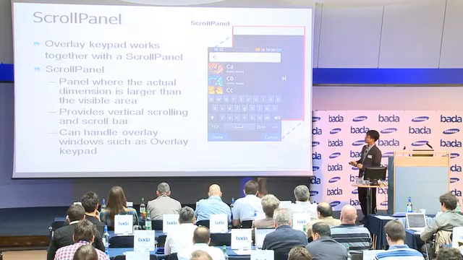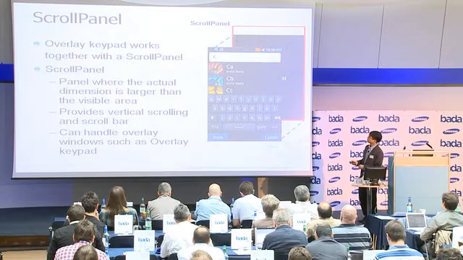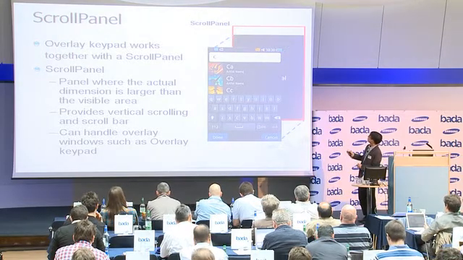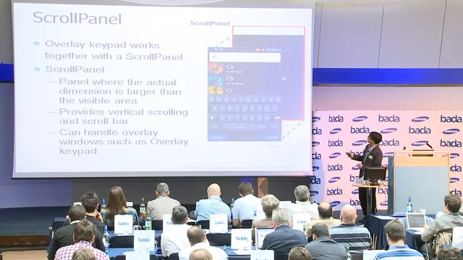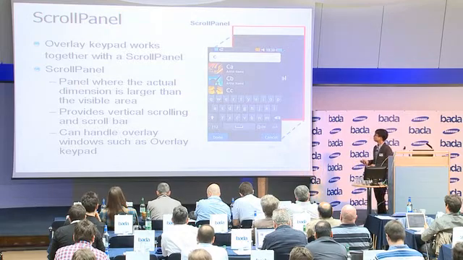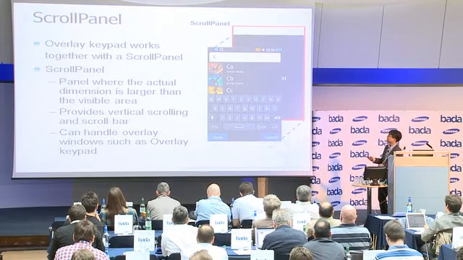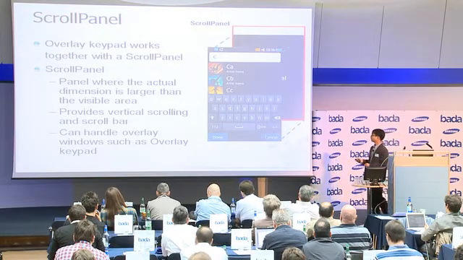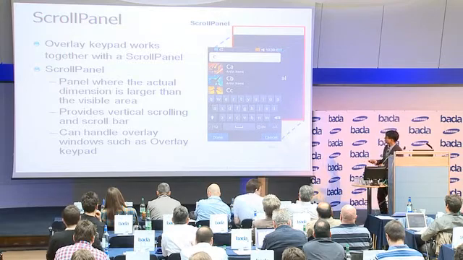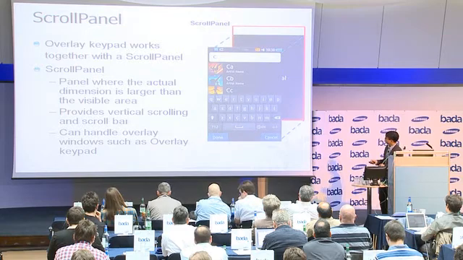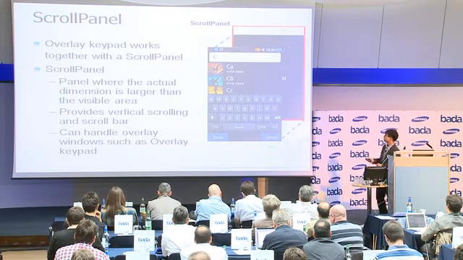But scroll panel is a lot more useful when used with the overlay keypad. So what you do is you add a scroll panel to the client area. Then you add an edit field into the scroll panel. And when you define that this edit field is going to be of the overlay keypad type, there's no more programming required to bring up this keypad. So when the user taps on this area, the overlay keypad scrolls up from the bottom of the scroll panel and takes up the bottom half of the screen.